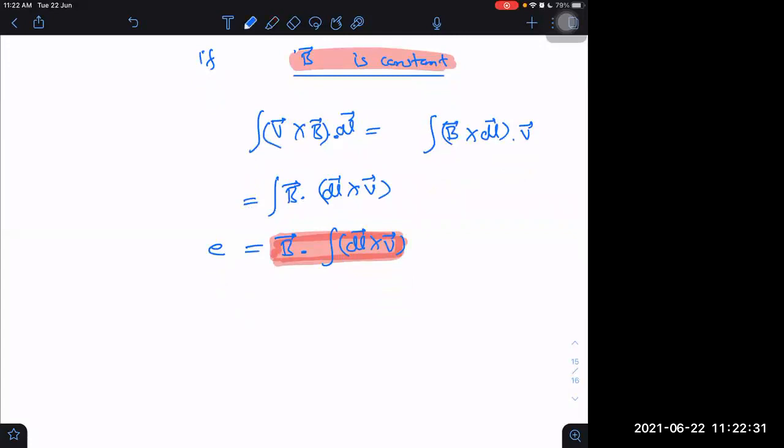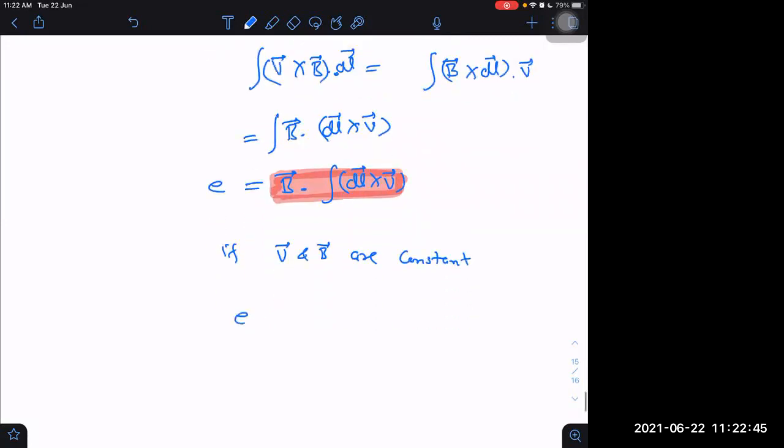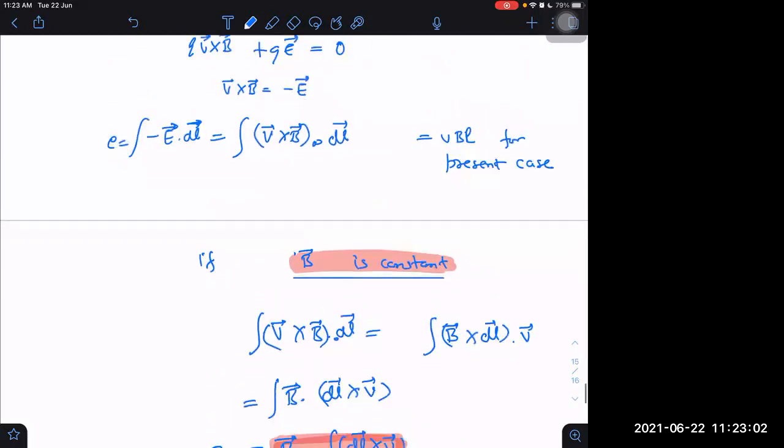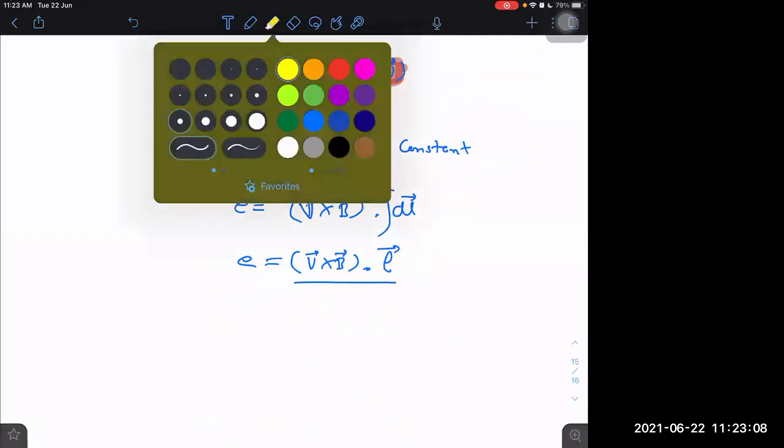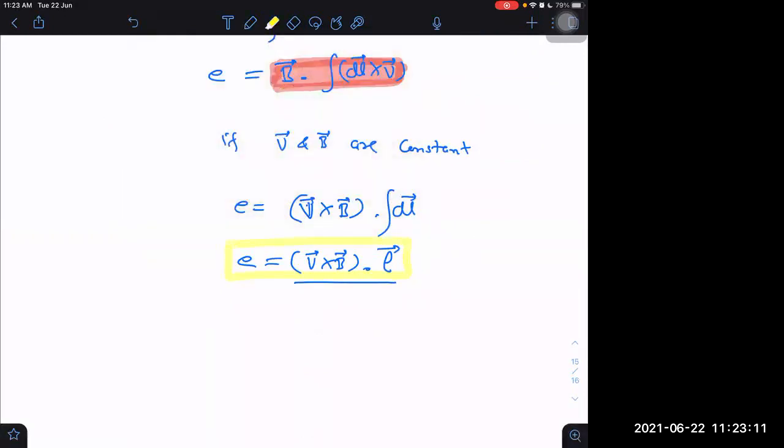Can you further change it if I give you V is also constant? If velocity is also constant, then it will be much simpler. If V and B are both constant, then EMF will become V cross B, both can be taken out, dot the integral of dl, and that is so simple. To integrate dl, what will it be? It will be L vector. What does this tell us? I have to understand it properly because it will help you in many places. If you understand it properly, you will be able to get answers very fast.